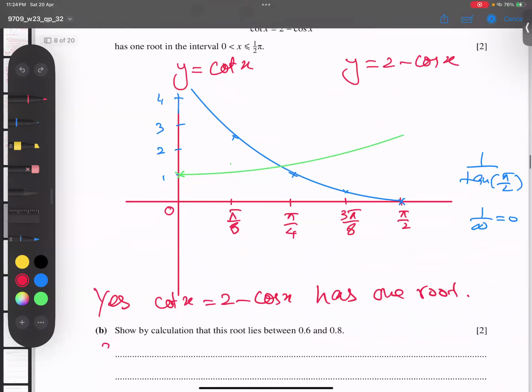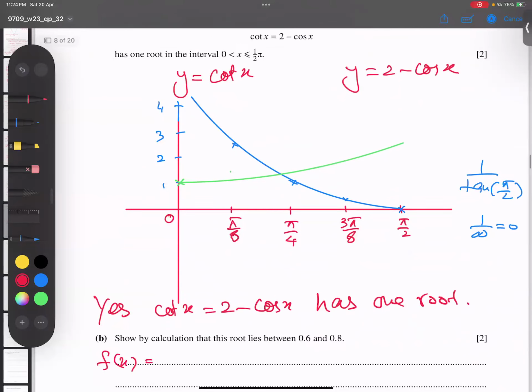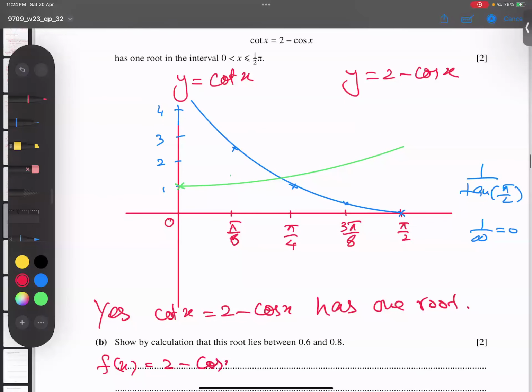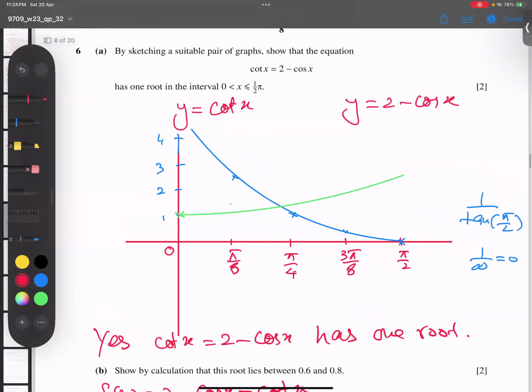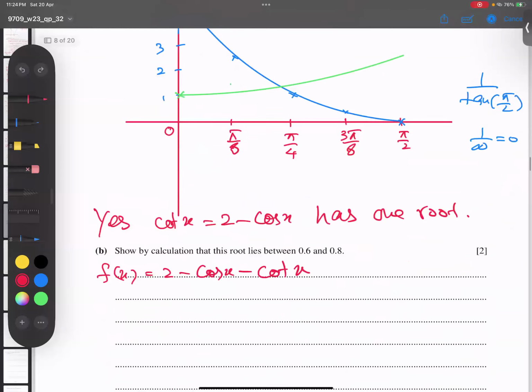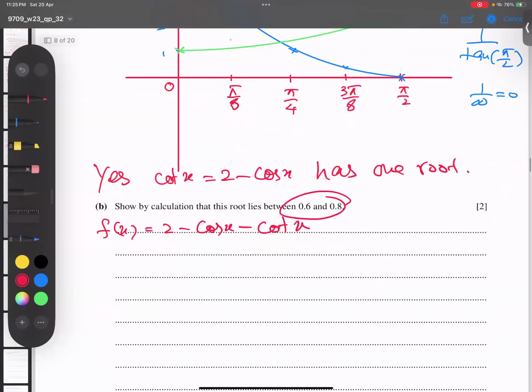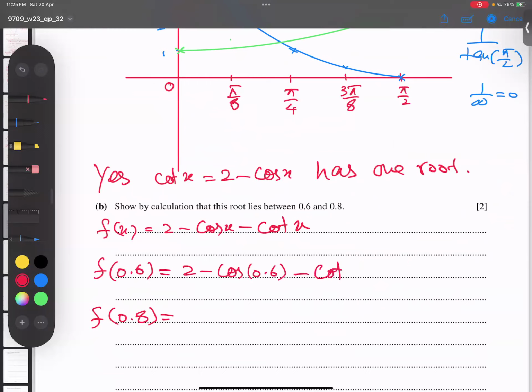I bring cot to the other side, so I'm writing here f of x equals 2 minus cos x minus cot x. Or I can bring this to the left side or right side, no issue at all. So I will plug in these two values one by one. First, I plug in 0.6, students, then I will plug in 0.8. Make sure the calculator must be in radians. 2 minus cos 0.6 minus cot, I mean 1 over tan. I just show it like this, but I will type in the calculator 1 by tan. You know it very well what I'm saying.